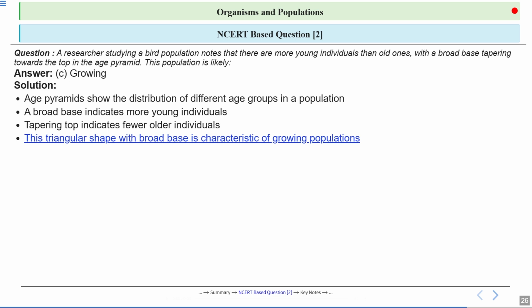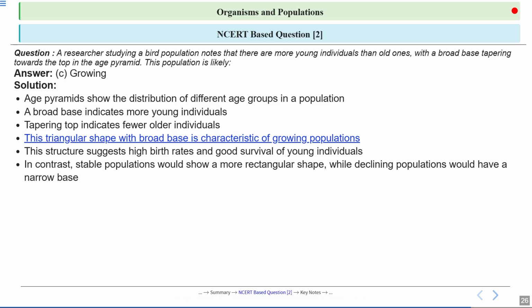Now, this triangular shape with a broad base is characteristic of a growing population, and the structure suggests high birth rates, because more individuals in the pre-reproductive and reproductive phase means they will produce more offspring. Clear? So this indicates high birth rates and good survival of the young individuals. In contrast, a stable population would show a more rectangular shape, while a declining population would show a narrow base. So a declining population will show an urn-shaped age pyramid.